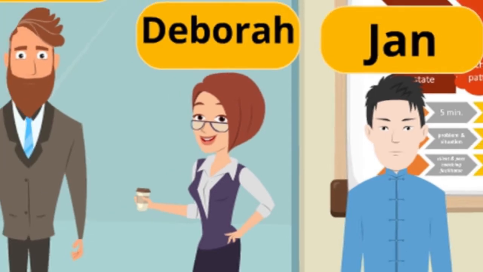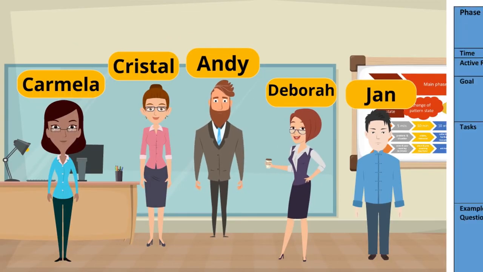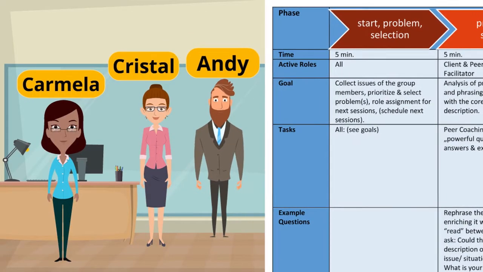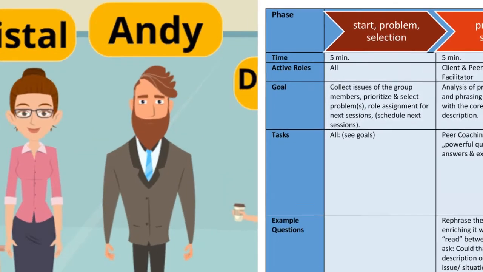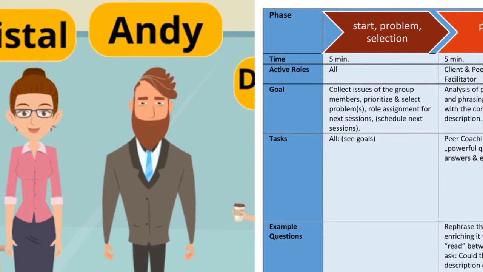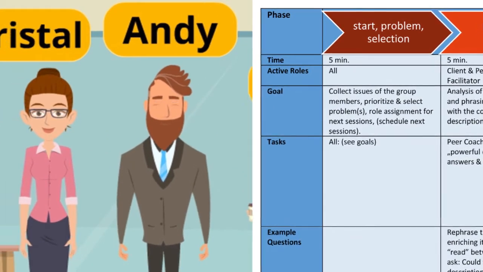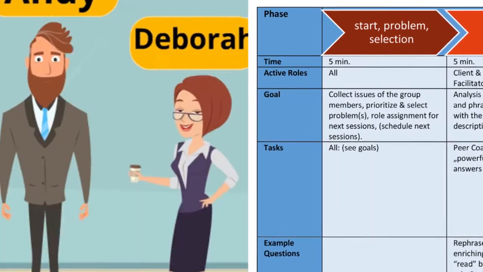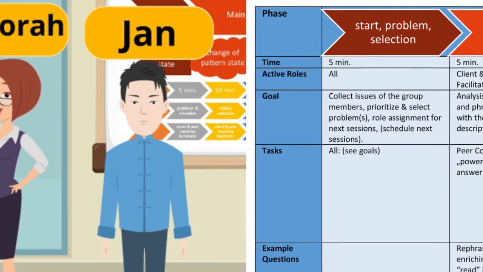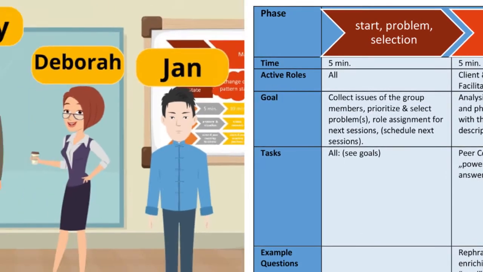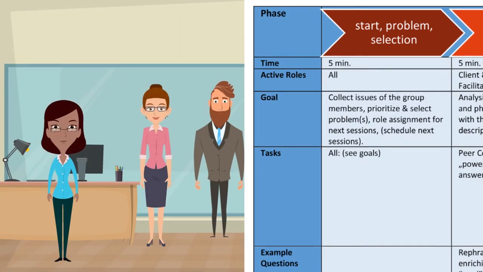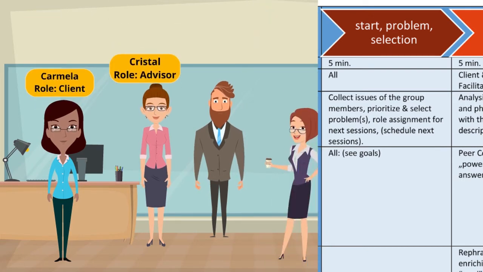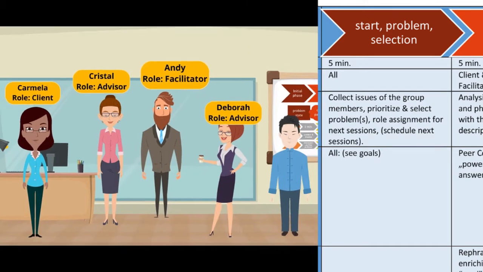I'm in too. Okay, then we need to select which problem we want to deal with first. Which one do you think is a priority? From my point of view, the data entry issue is one we all suffer, so I would prefer that one. I agree, we work on that, then we could continue with the client issue. Sounds good to me. Great. Then we have Carmela as the client or problem owner for this peer coaching session. Who wants to be the facilitator? I can do that, if it's fine for you all. Sure. Good. Thank you, Andy.